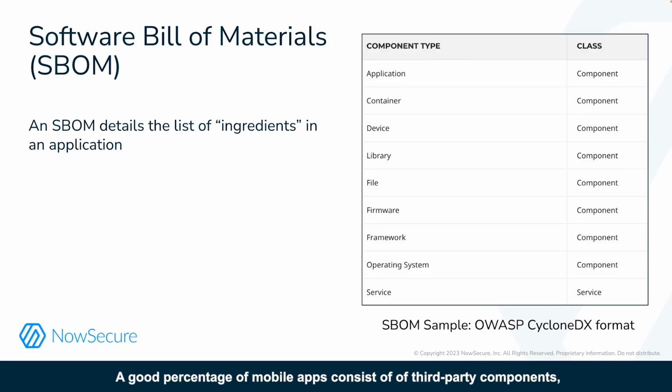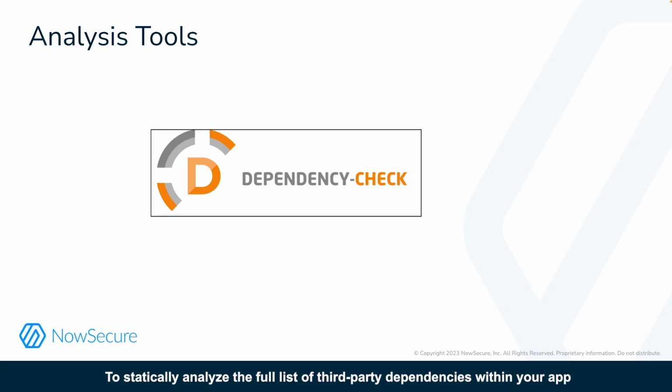A good percentage of mobile apps consist of third-party components, and most companies do not have visibility into what those components are. The best way to gain visibility into your app's third-party components is through a software bill of materials. The OWASP CycloneDX project, which provides standards in XML and JSON, provides excellent guidance on getting started with creating an SBOM.